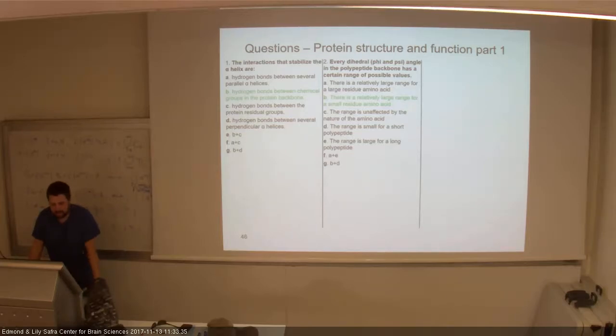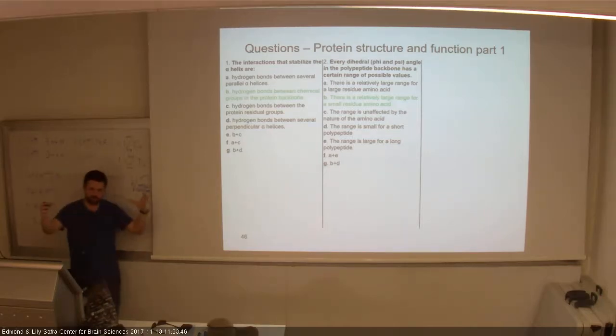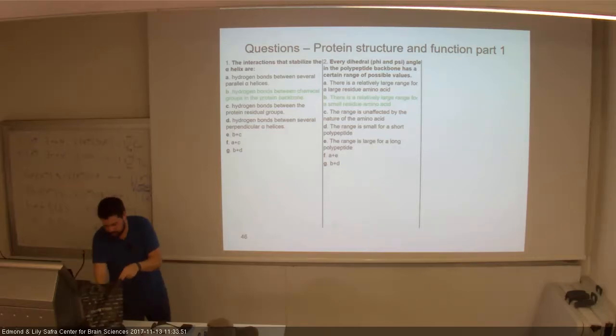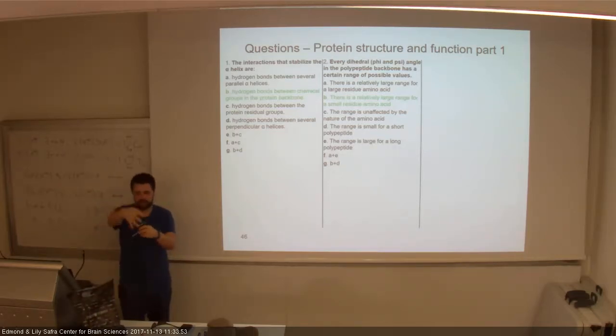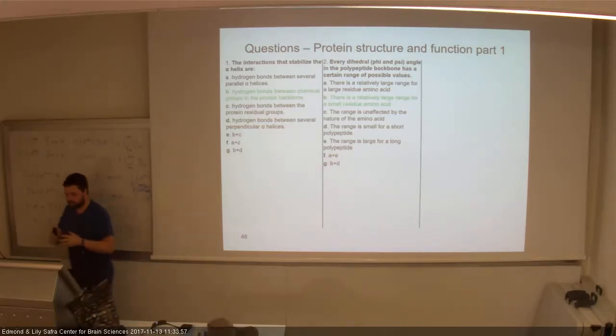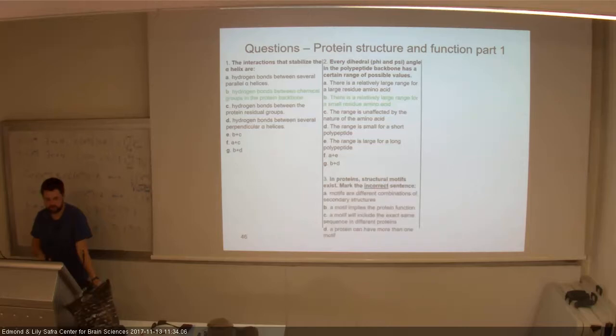But what we said again is that small amino acids don't have a lot of steric interference. When I say steric interference, I mean you need to think about a molecule as something that's occupying space because of all these electron clouds surrounding the molecule. Because a large residue amino acid has a lot of steric interference, it restricts the possible angles of phi and psi around the alpha carbon, or the central carbon.